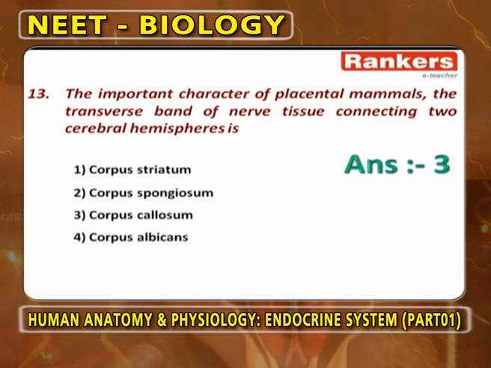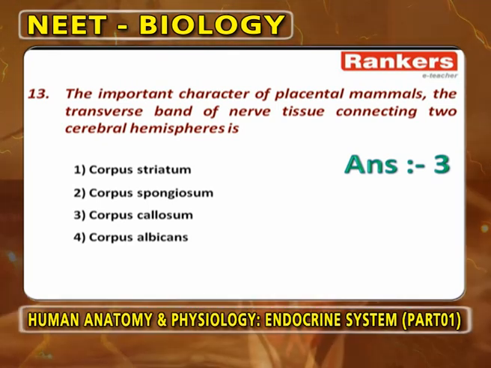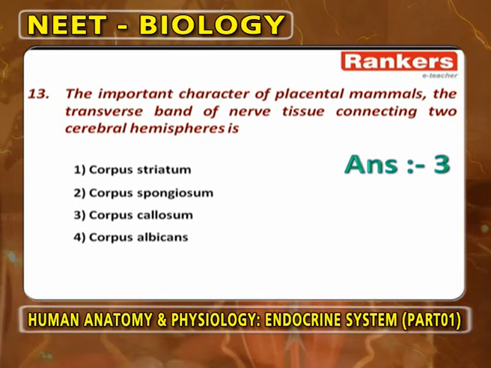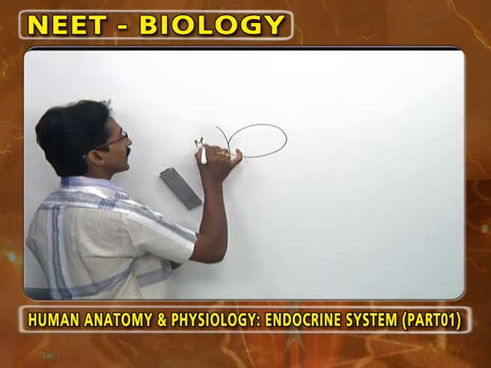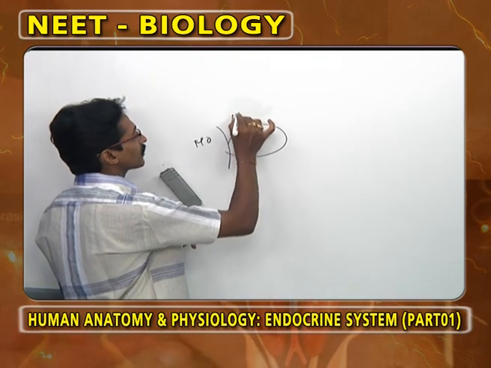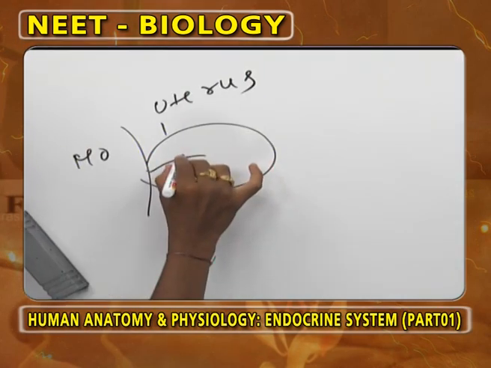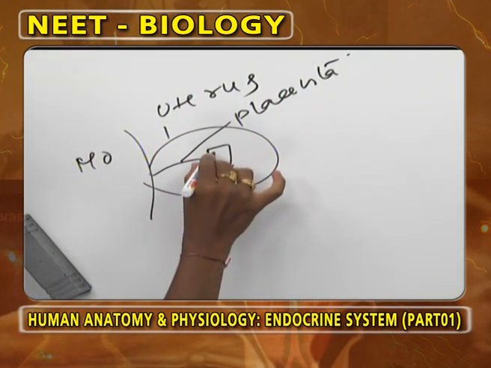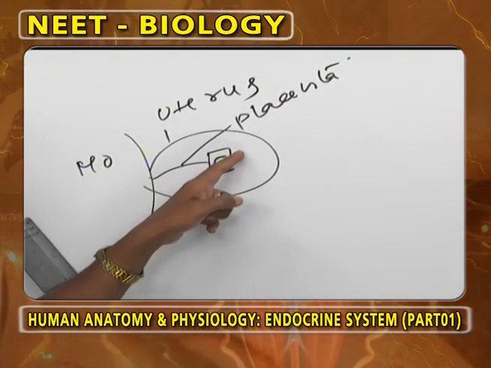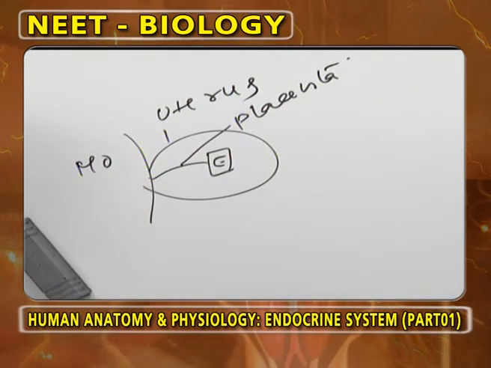The important character of placental mammals. Now, what is meant by true placenta? Now I am giving a rough diagram. Now this one we call it as the mother. MO means mother, and this one we call it as the mother uterus. Inside the mother uterus, this one we call it as placenta, and this one we call it as the embryo. The embryo attached to mother uterus by a connecting link called placenta.